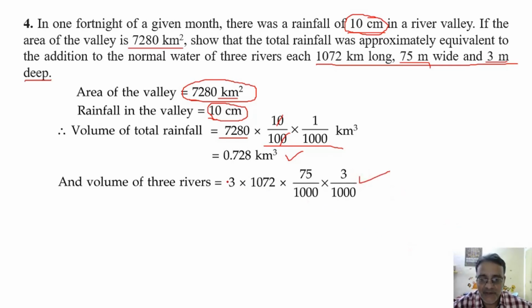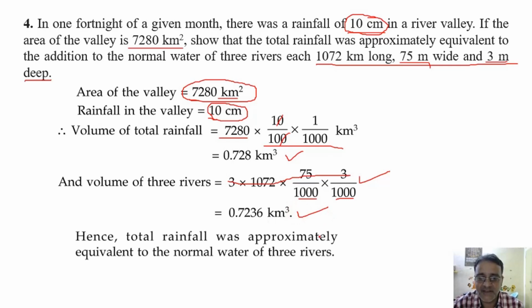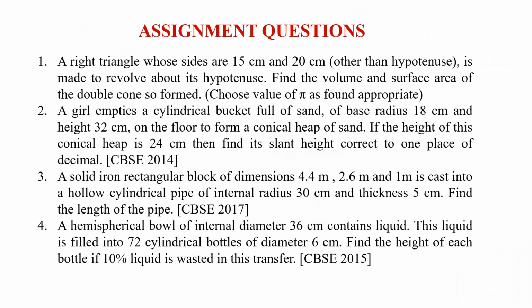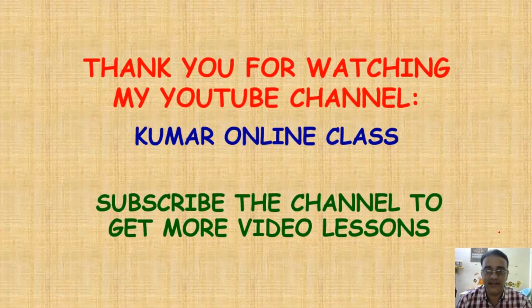Yes, sir. Now we'll multiply all these 4, then divide by 2 thousands. We'll get 0.7236 kilometer cube. So hence the total rainfall was approximately equivalent to the normal water of 3 rivers. Any doubt in this question? No, sir. Okay, next is the assignment questions section. Only 4 questions are there, and you complete all these 4 questions. Okay, so that's all for today's session. Thank you very much.